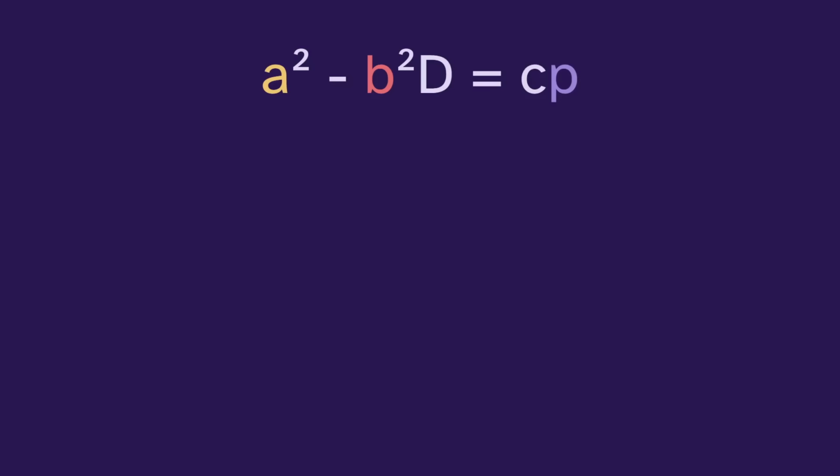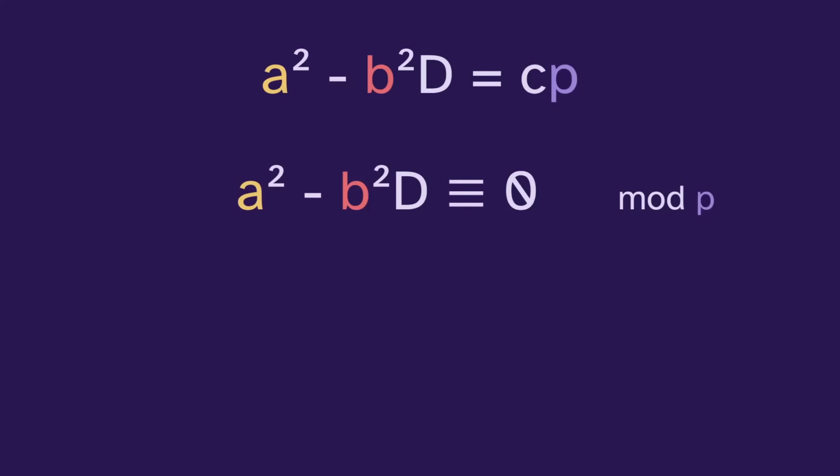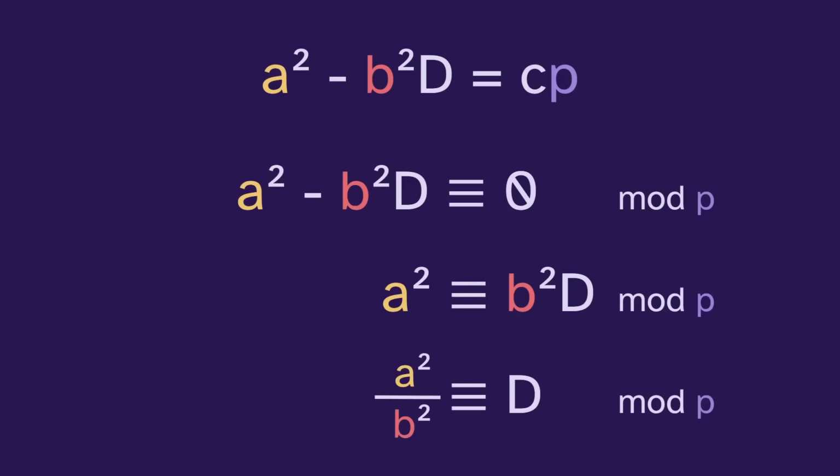Now for the other case, if P does not divide D, we can think of this as looking for a norm that's congruent to 0 mod P. And then we can rewrite this and then divide by B squared, and we can replace A over B with some R. So here what we're really looking for is a root of negative D. Is negative D a square mod P? So how do we determine that?